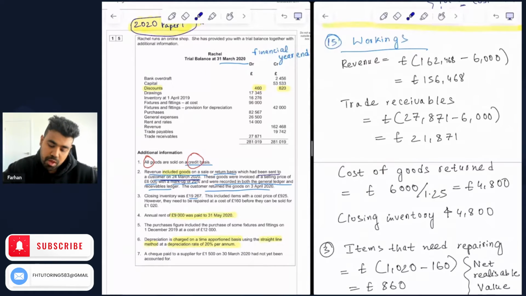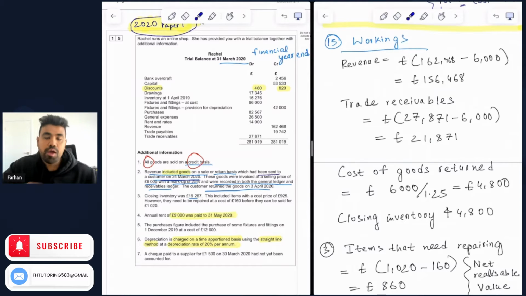So starting with the revenue figure on the right hand side of the screen, we took the balance that we were given in the trial balance of £162,468, which is this figure here. And then from there, we subtracted £6,000, which was the value of the sales that we have made to the credit customer. And we get a net revenue of £156,468. The £6,000 here refers to the sales returns or the return inwards. And the final answer for revenue of £156,468 refers to the net revenue.